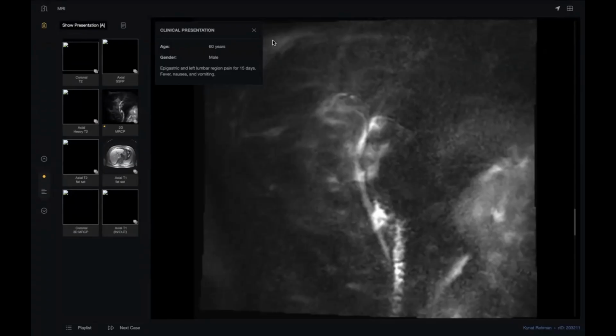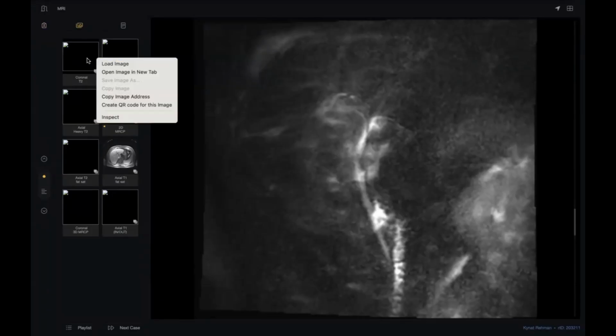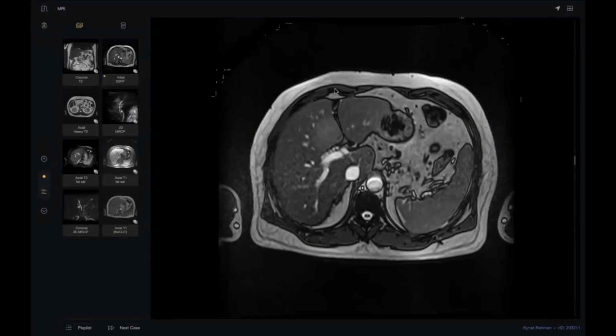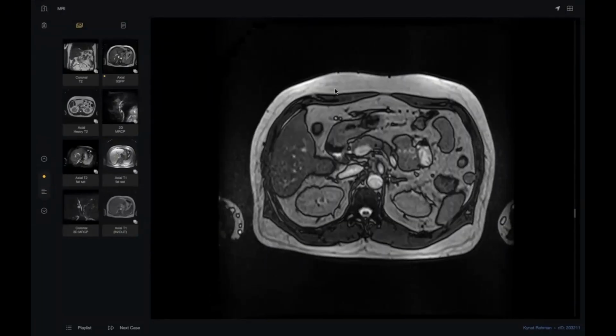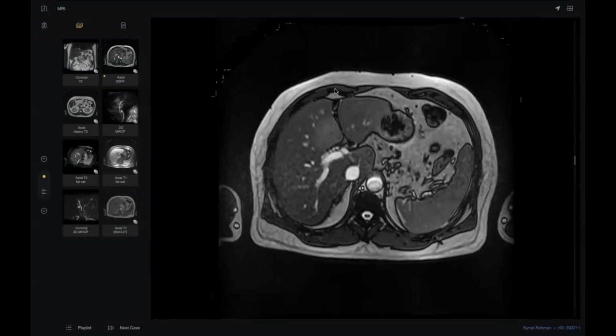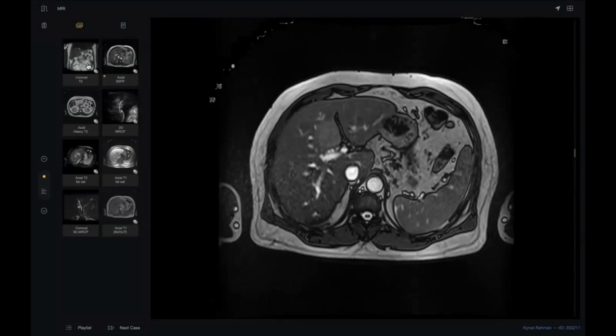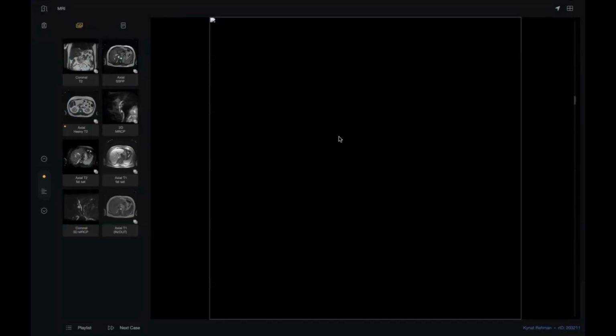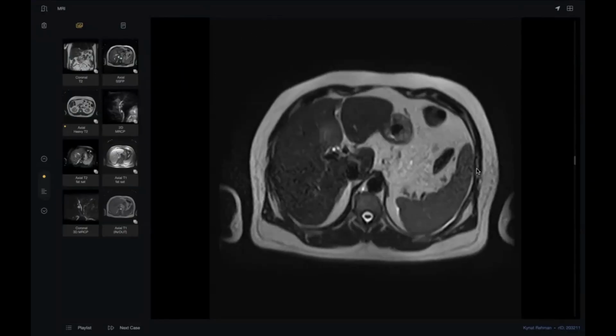A 60-year-old male patient presented with epigastric and lumbar pain, fever, nausea, and vomiting. Okay, sir, I am provided with the T1 out of phase imaging. Sir, I'm provided with T2 weighted images of a patient who presented with nausea, vomiting, and lumbar pain.